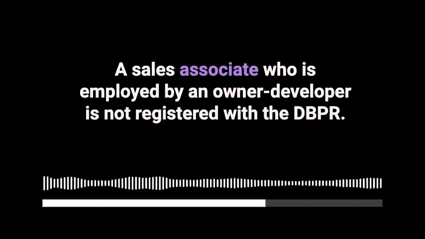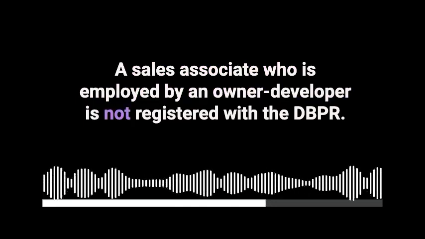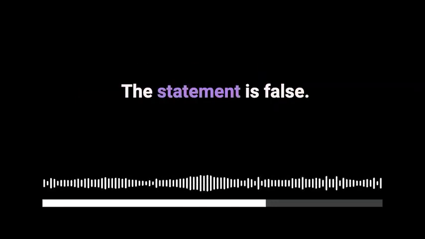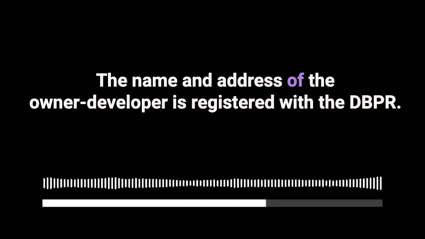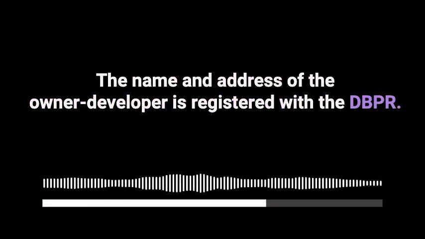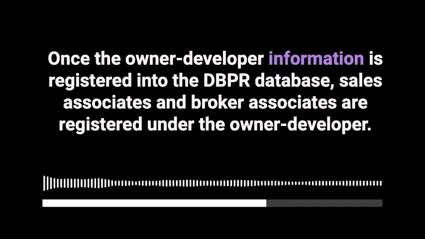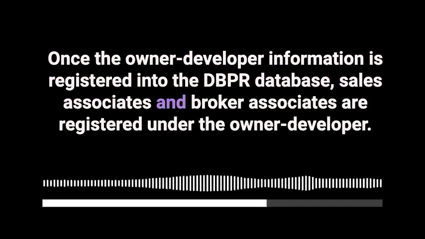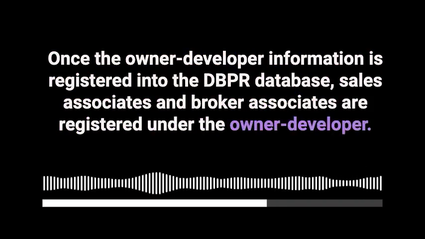Question number 3 of 3. A sales associate who is employed by an owner-developer is not registered with the DBPR. The statement is false. The name and address of the owner-developer is registered with the DBPR. Once the owner-developer information is registered into the DBPR database, sales associates and broker associates are registered under the owner-developer.